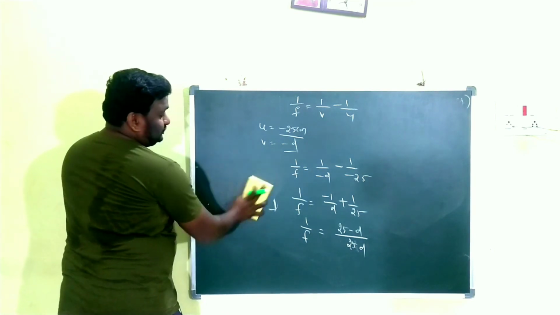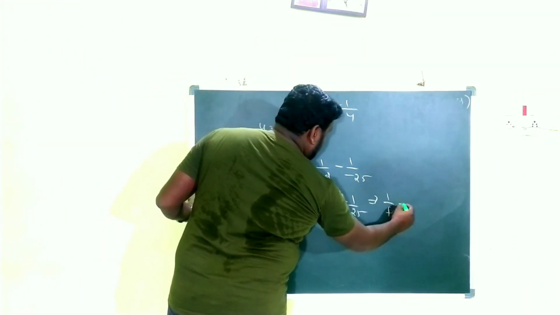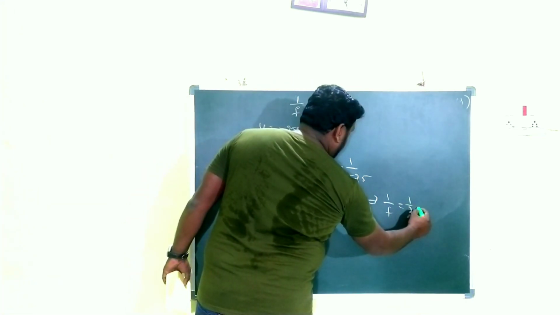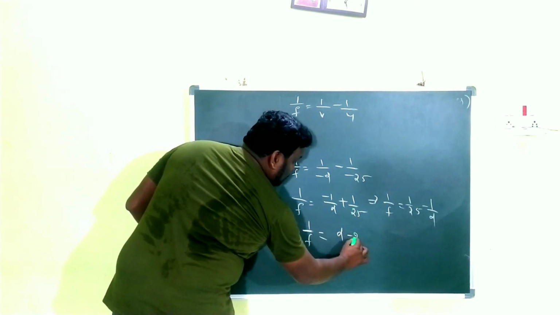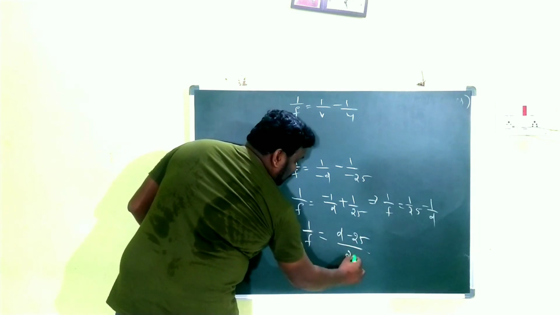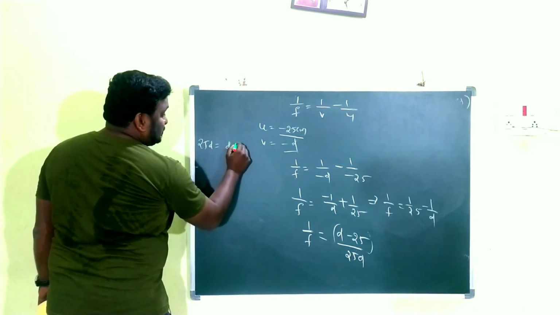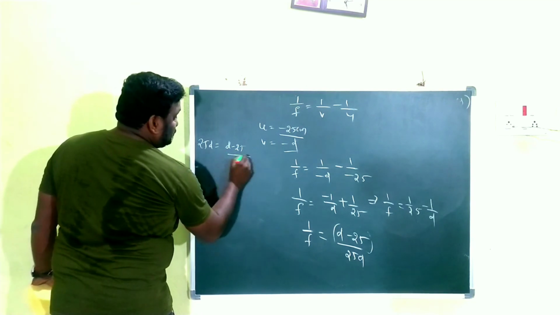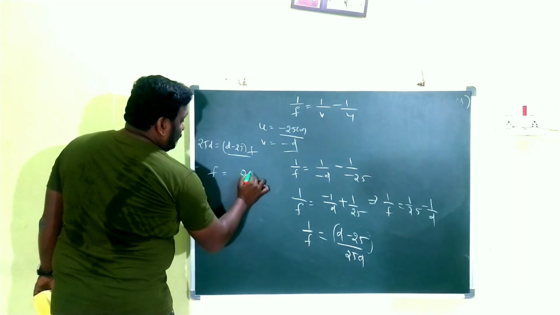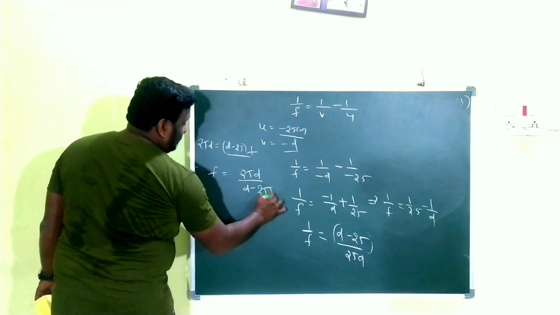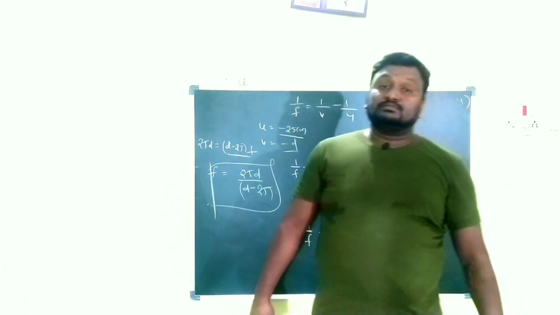So then here I am writing 1 by f is equal to 1 by 25 minus 1 by D. Then 1 by f is equal to D minus 25 by 25 into D, same thing. Then what do you get? 25D is equal to D minus 25 into f, then f is equal to 25D by D minus 25. So children, this is the focal length of the eye lens that we find in the case of hypermetropia.